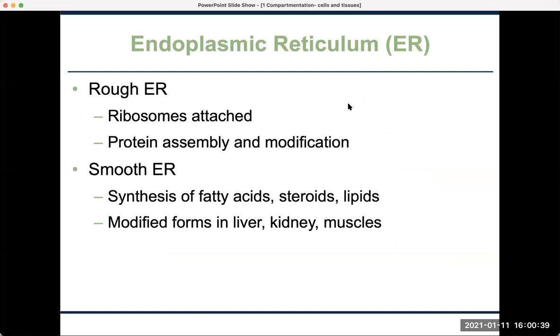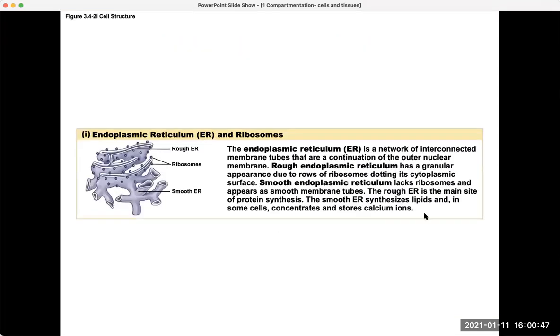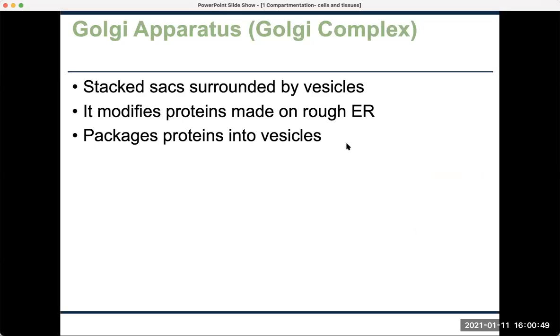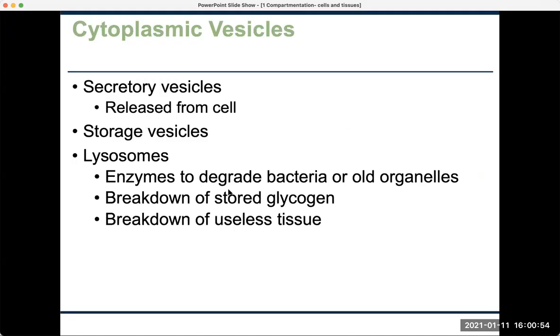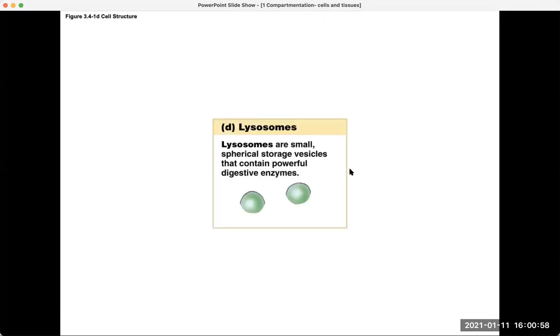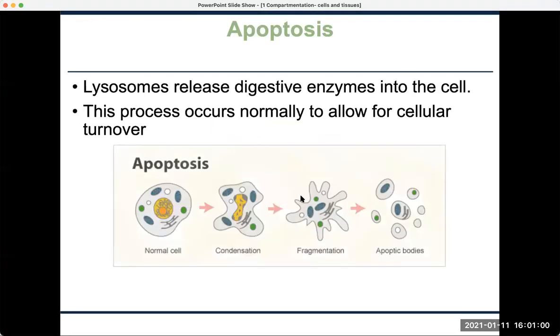Obviously, mitochondria is the ATP powerhouse. There's two types of ER, rough and smooth. Rough is for protein synthesis, smooth is for lipid synthesis. Golgi is the packaging and processing center. Lysosomes are to break down anything bad. Secretory vesicles are to transport things. And then we get into apoptosis of cells.